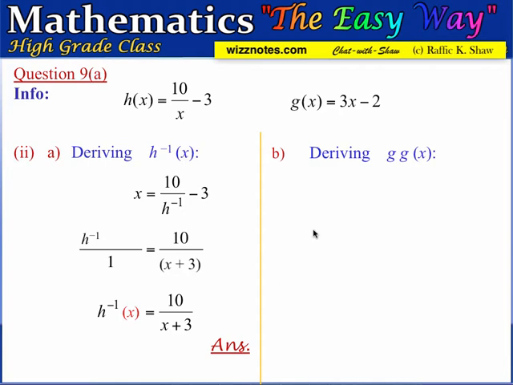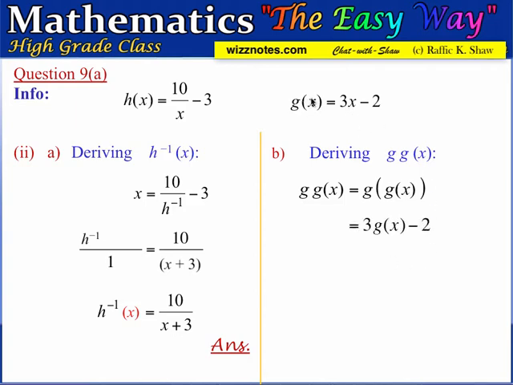Part B now wants us to calculate g of g of x. That is the composite function of g on itself, and this is it. g of g of x can be written as g(g(x)), and to calculate this composite function we can substitute g of x into itself, and this can be viewed as substituting g of x for x here. And when we do that, this is the result.